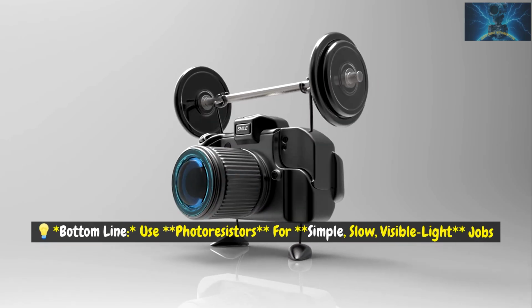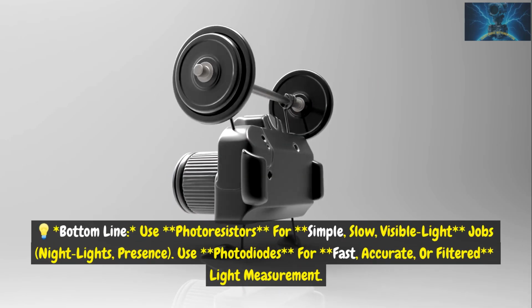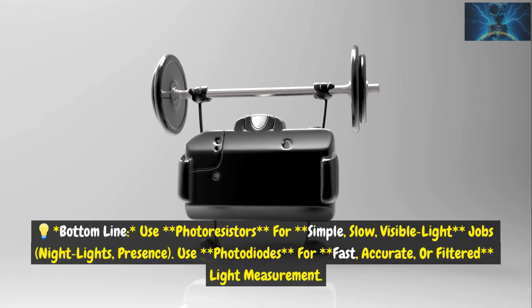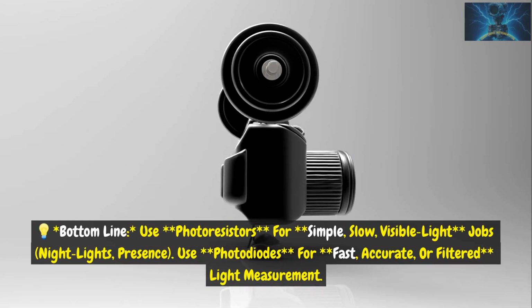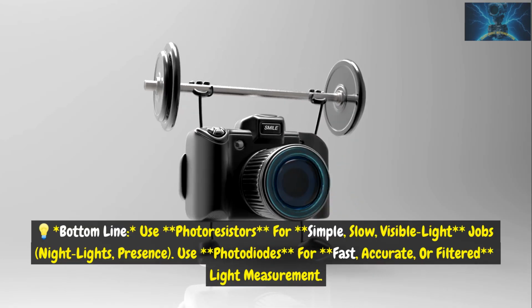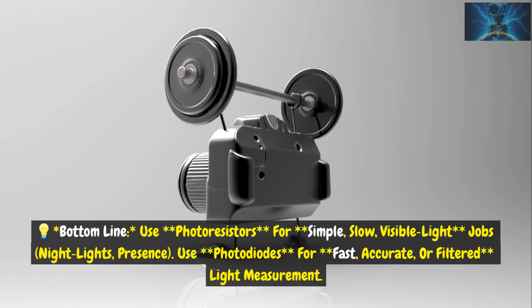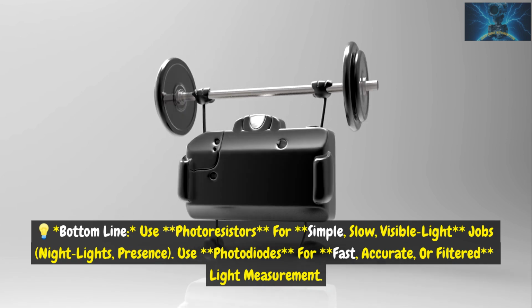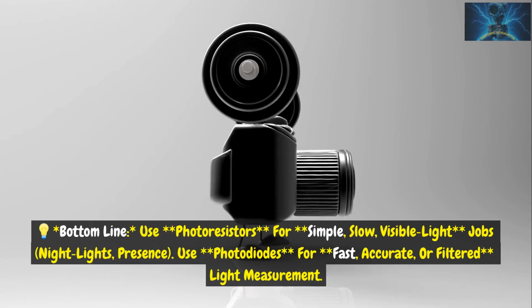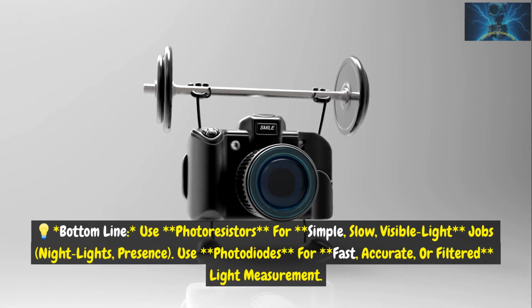Bottom line: use photoresistors for simple, slow, visible light jobs, night lights, presence. Use photodiodes for fast, accurate, or filtered light measurement.